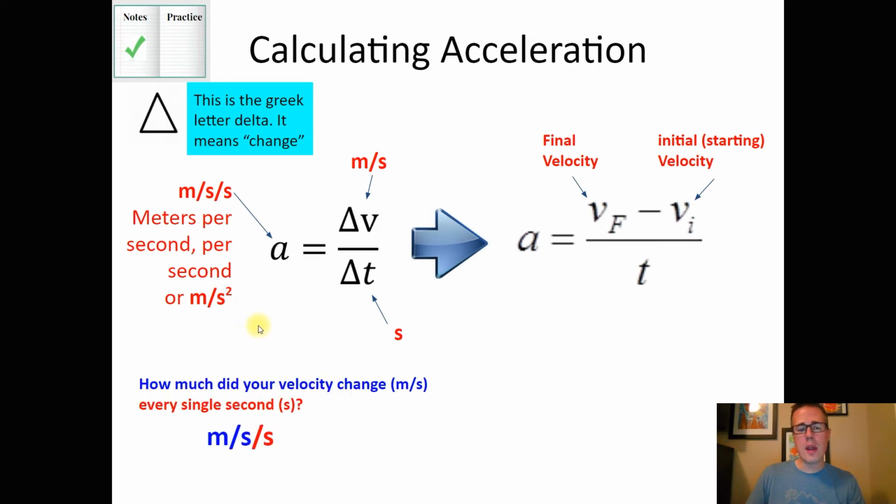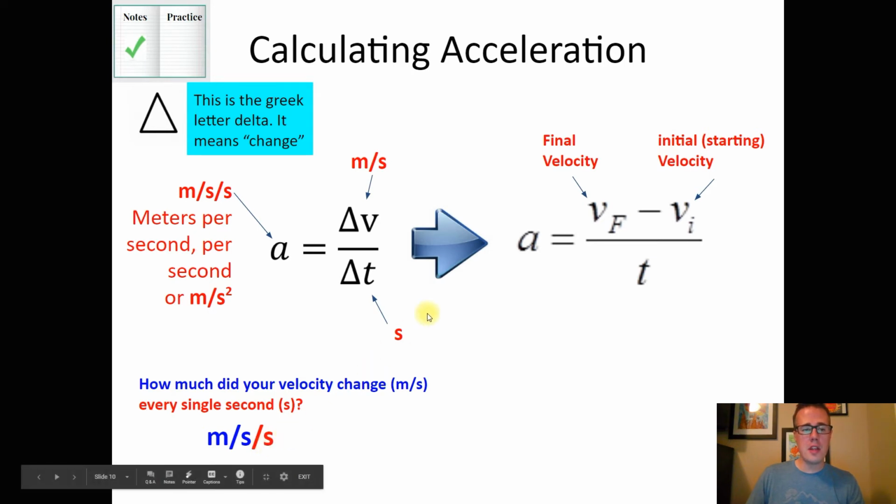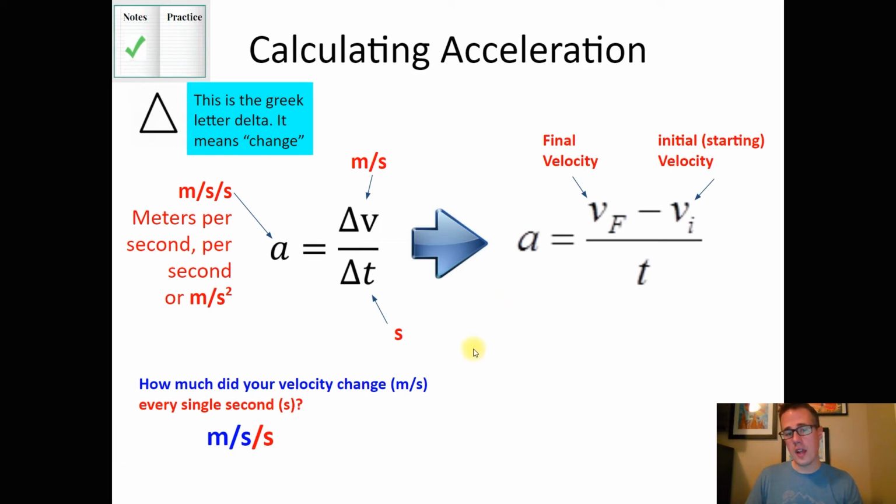Here's what that means when you break it down. If I recolor them so that meters per second is our velocity, and that's our time in red, what you're really saying when you're talking about acceleration is how much did your velocity change, that's the blue part, every single second, or how much did your meters per second change every second, meters per second per second. That's what you're really talking about when you're talking about your acceleration.